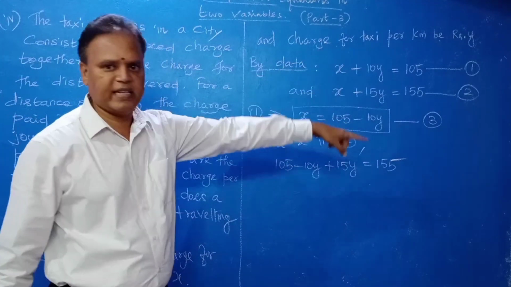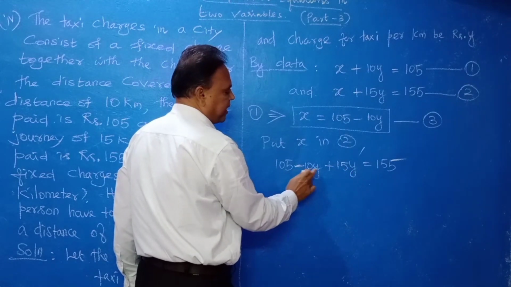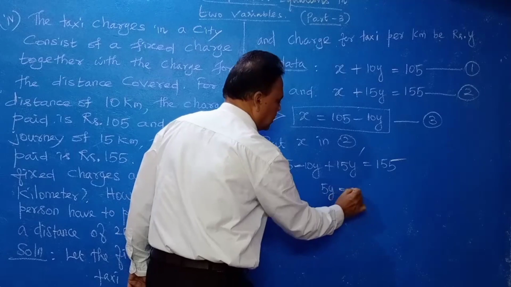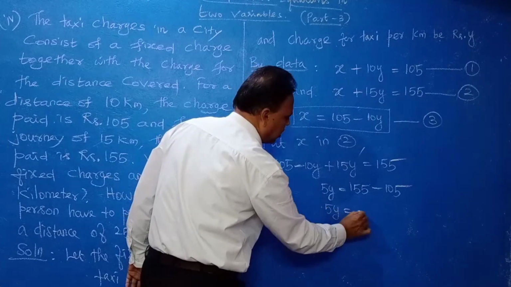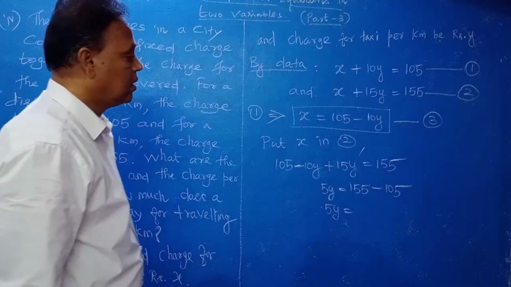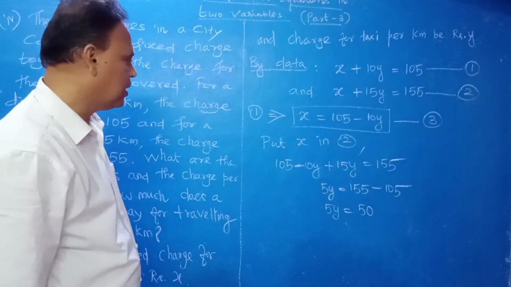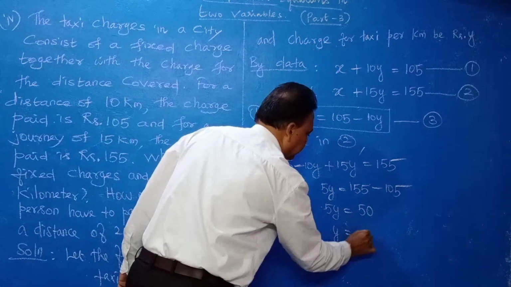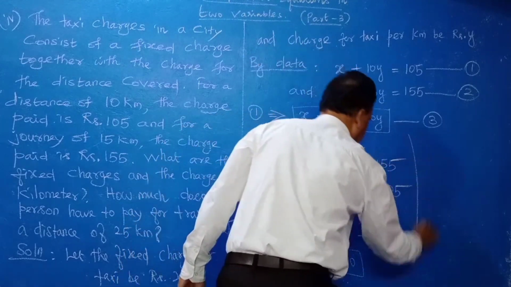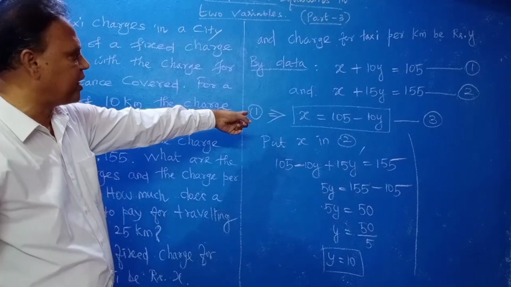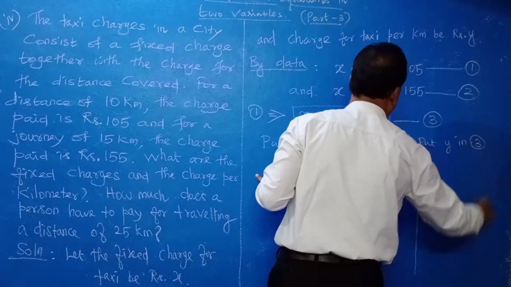Now this 105 bring that side, that means change the sign. Here you subtract the y, these two like terms. Minus 10y plus 15y is 5y is equal to 155 minus 105. So 5y equal to how much? 50. Therefore y equal to 50 divided by 5, means y equal to 10. Okay. Now put this y straight away in equation number 3.